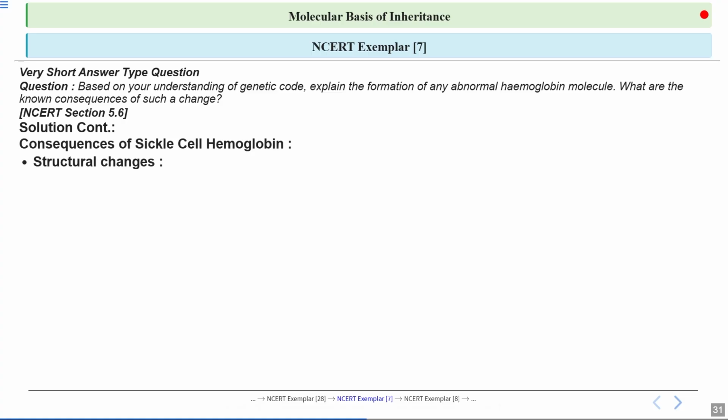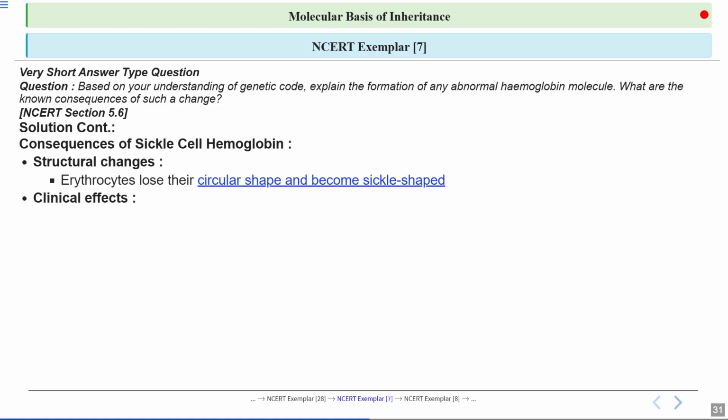Now, what are the consequences of sickle cell hemoglobin? The RBCs will become sickle shaped from biconcave shaped. What are the clinical effects? Now, as they are sickle shaped, they are not able to carry oxygen. So, there will be reduced oxygen carrying capacity leading to anemia.